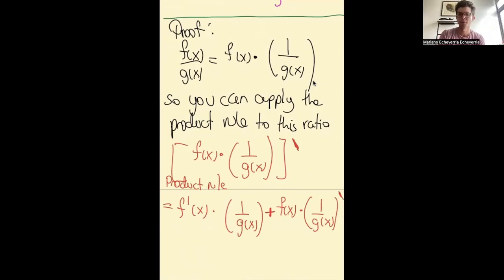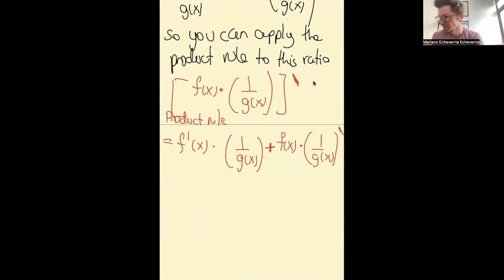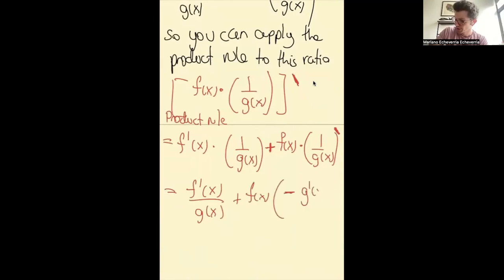Is that okay? That's what the product rule said. And after that, we're almost done. So this thing, you can rewrite it as a ratio if you prefer. And then, oops, I forgot to put the prime here. And then for this one, we have the formula for the derivative of 1 over g. So you can put f of x times minus g prime of x divided by g squared of x.